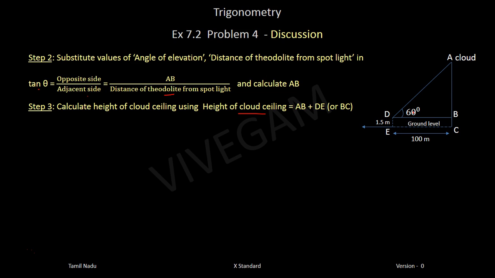So this tan 60 will give you opposite by adjacent. So this adjacent side is known as 100 meters. This AB can be calculated. So once AB is calculated, AB plus BC will give you the total height of the cloud ceiling. Okay. So I hope I made it clear. What I suggest is pause the video here and try to do the problem on your own, and on completion please come back and check your working against our solution.